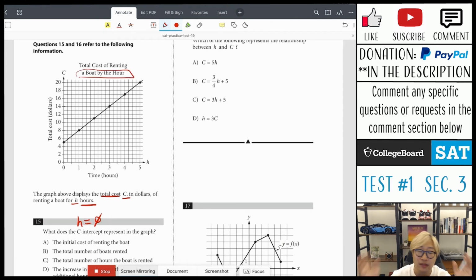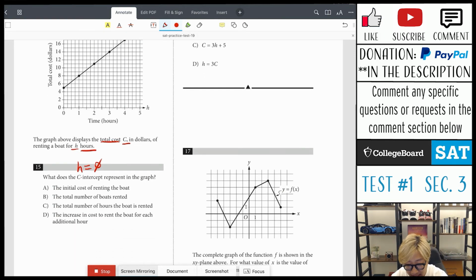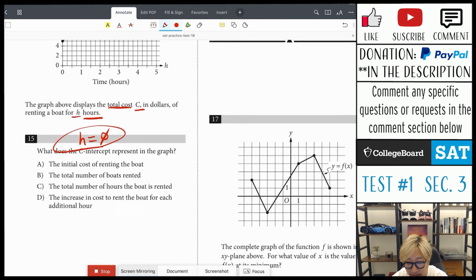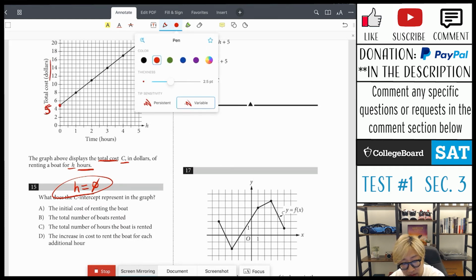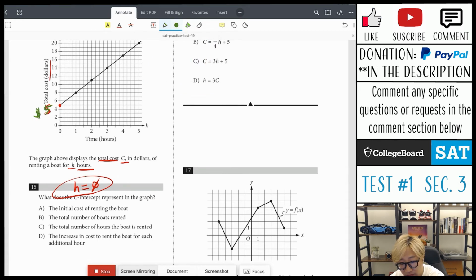Okay, so I didn't even use this boat for even a minute. Like, no time has passed. So I'm looking at that, and that's the dollars, so that's like $5. Wait, what? I haven't used it yet. Why do I have to pay $5? I didn't even use it for a single second. Why do I pay? I don't know.